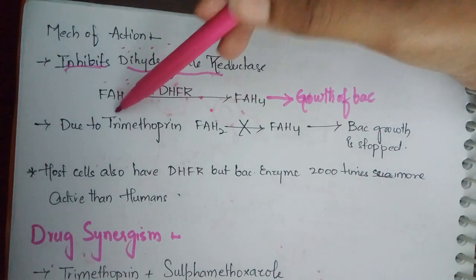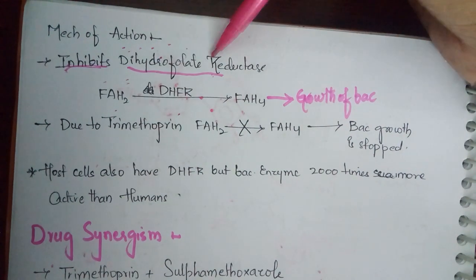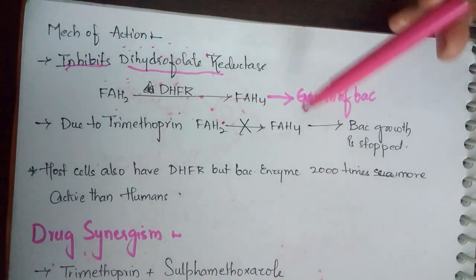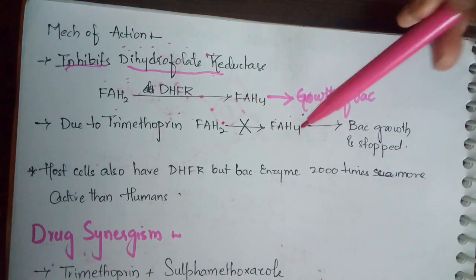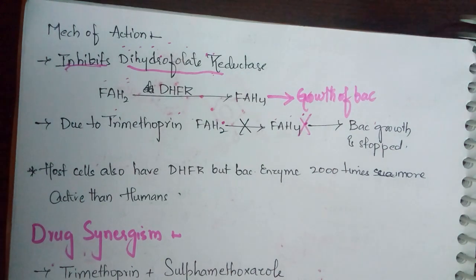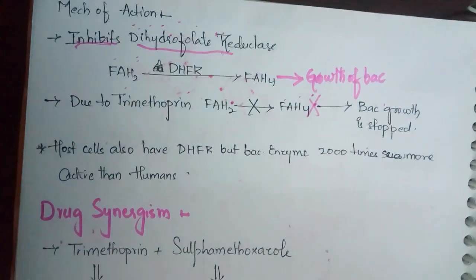So what will happen is this drug will go and bind to this enzyme and make this enzyme inactive. So FAH2 is not converted to tetrahydrofolic acid. Once tetrahydrofolic acid is not formed, bacteria growth can be stopped. In this way, it cures the disease, bacterial infection.